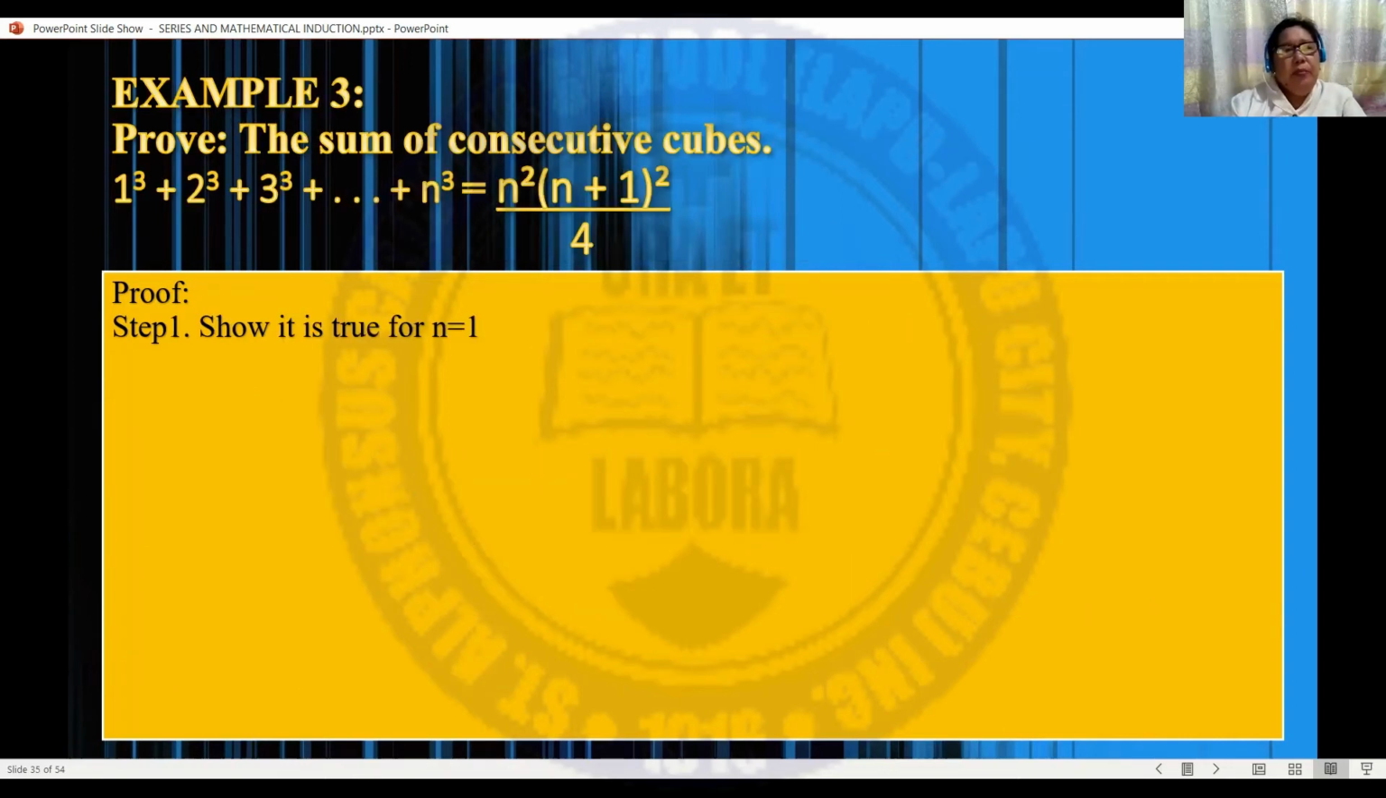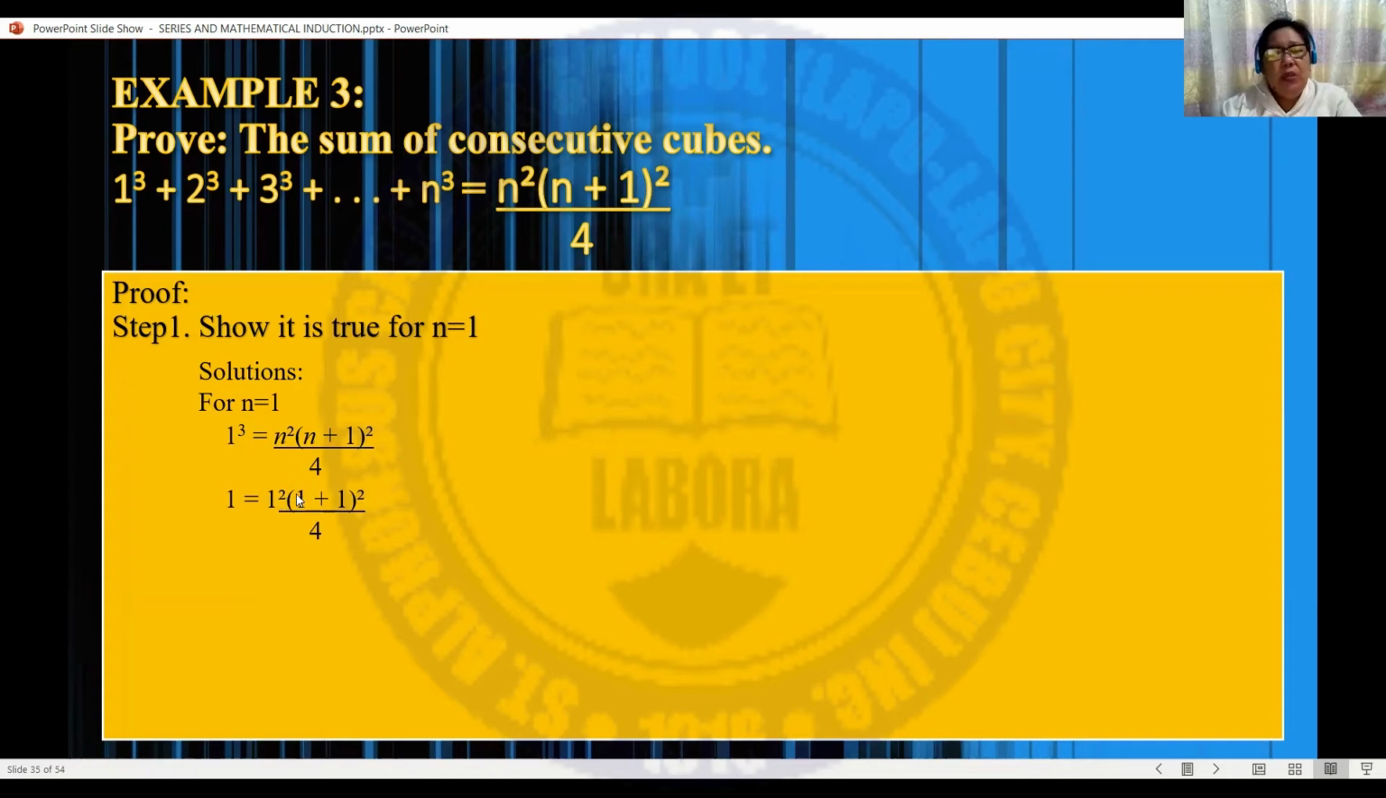Example number 3, we have to prove the sum of the consecutive cubes. So we have now 1 cube plus 2 cube plus 3 cube plus until n cube, which is equivalent to n squared times the square of n plus 1 over 4. The proof we have for step 1, we have to show that it is true for n is equal to 1. So for the solutions, using n is equal to 1, you just use the first term. So 1 cube is equal to n squared times the square of n plus 1 over 4. So all you have to do is to change n into 1.